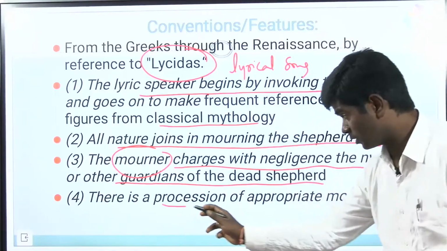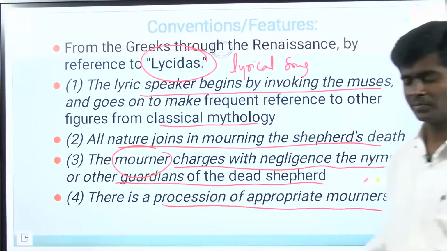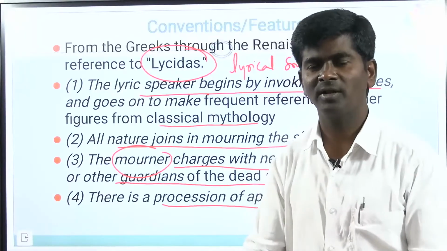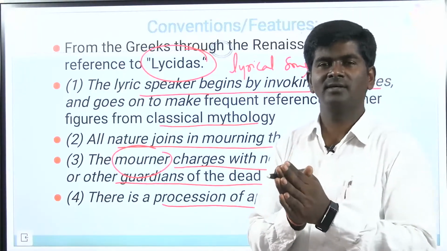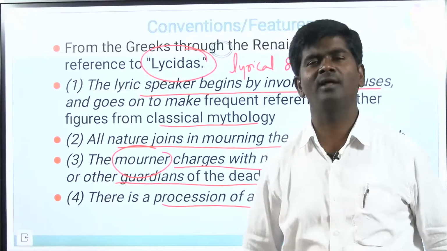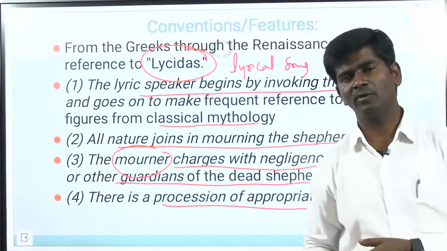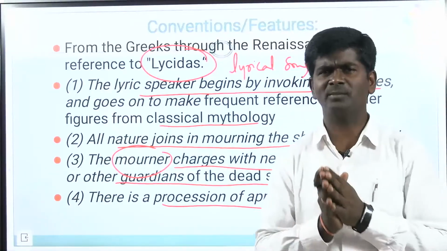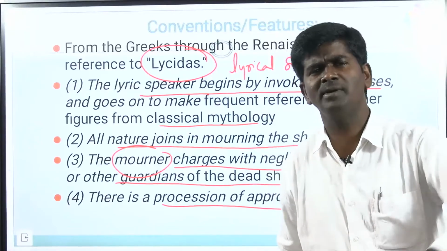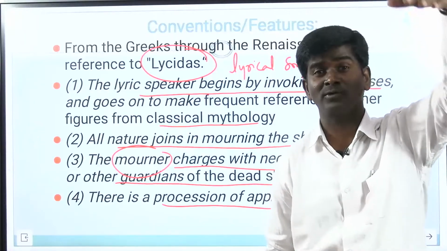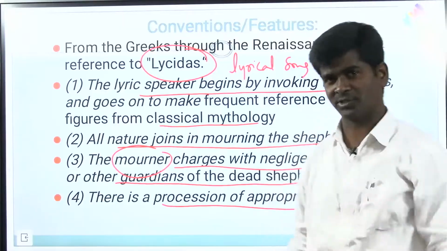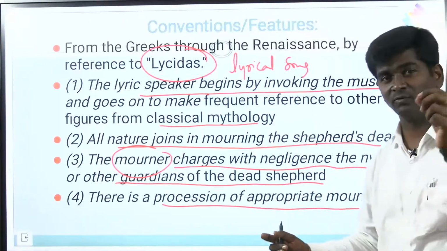There is a procession of the appropriate mourners. Each and everybody comes forward and they go on crying, and you can find a large kind of procession will go on. If the person is a good natured man, what will happen? There will be a long procession, in the process of taking the dead body to the burial ground. That is the fourth important one.